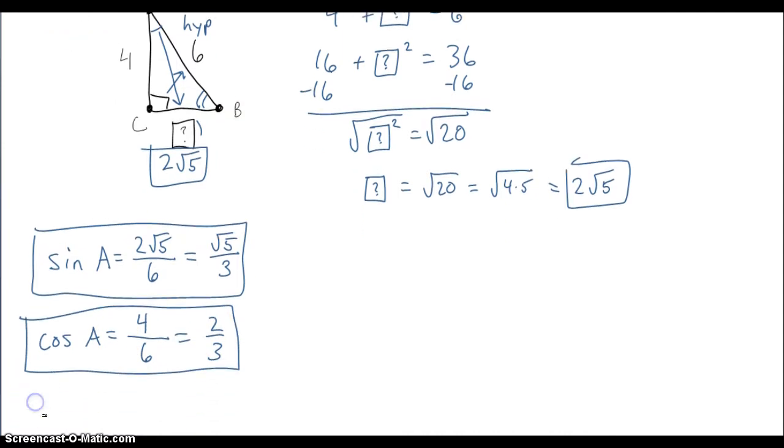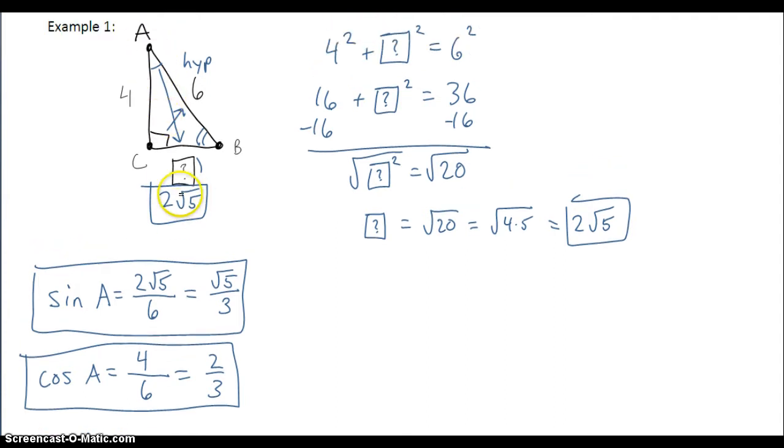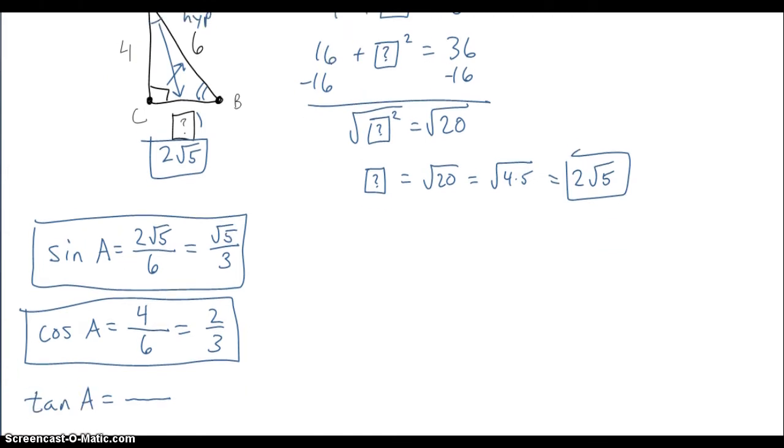And finally, tangent. The tangent of A is opposite over adjacent. Well, opposite of angle A is 2 square roots of 5, and adjacent to angle A is 4. So the tangent of A is going to be 2 square roots of 5, the opposite side, over 4, the adjacent side. And again, I can simplify this fraction. 2 divided by 4 is 1/2. So my fraction is the square root of 5 over 2. So the tangent of A is the square root of 5 over 2.